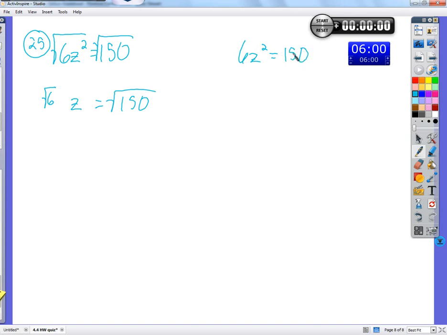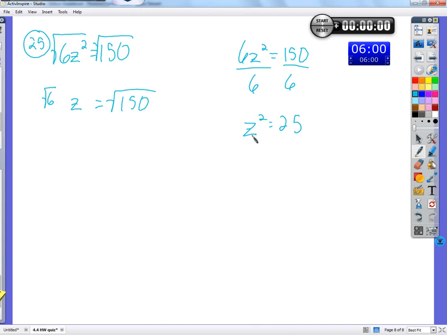5 by 6. So, we want to take the square root. Taking the square root is amazing, okay? But it's probably not best to do that until you just have one thing that's squared. To start taking the square root of a bunch of other stuff, it gets more complicated than you thought. So if we divide by 6 first, we get z squared equals 25.